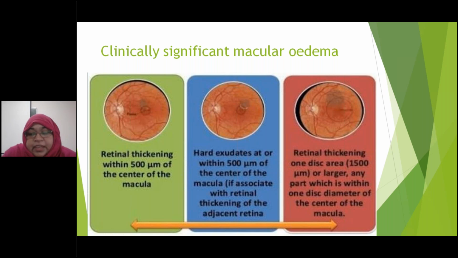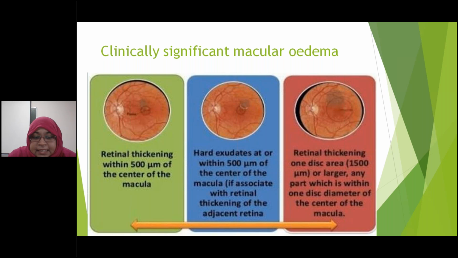So we call it clinically significant macular edema, and there are three criteria to define it. What are the three criteria? The first one is retinal thickening within 500 microns of the center of the macula. Okay, so there should be a thickening of the retina within 500 microns from the center of the macula.